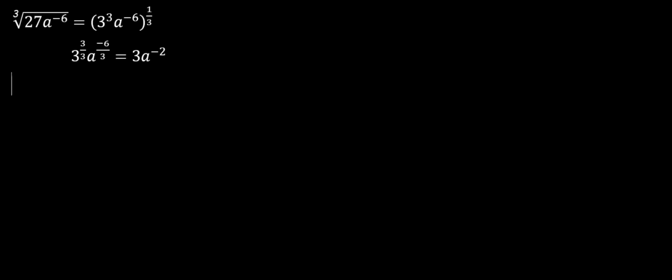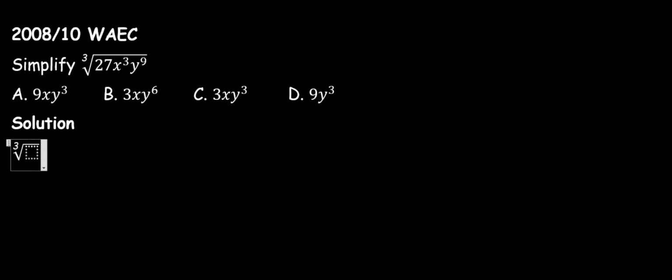Let's take another example. Simplify the cube root of 27x cubed y raised to power 9. The options are given: a 9xy cubed, b 3xy raised to power 6, c 3xy raised to power 3, d 9y raised to power 3. Now solution: the cube root of 27x raised to power 3 y raised to power 9.